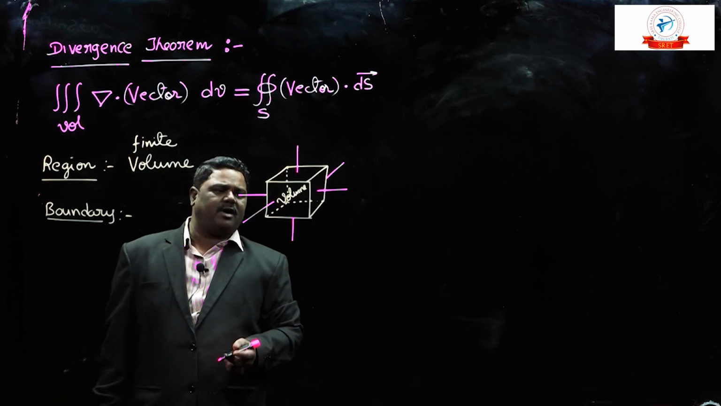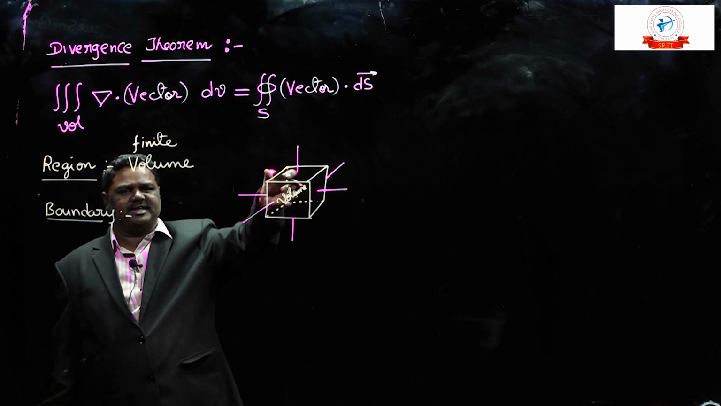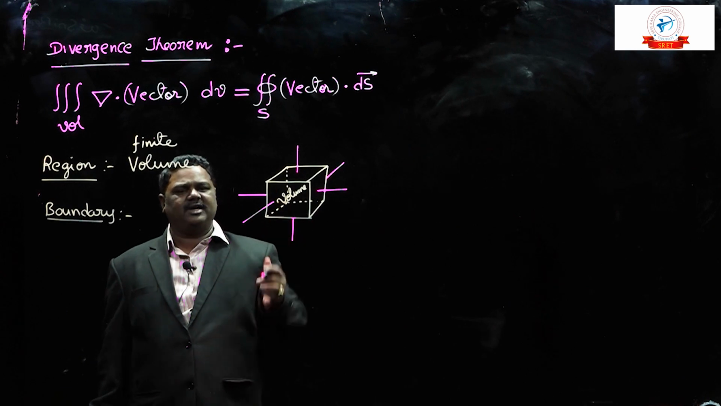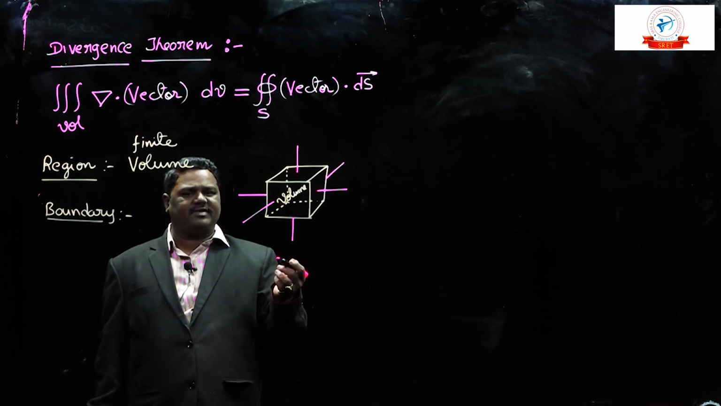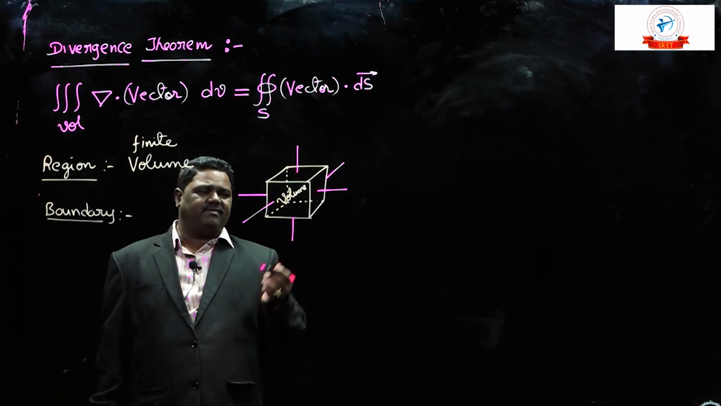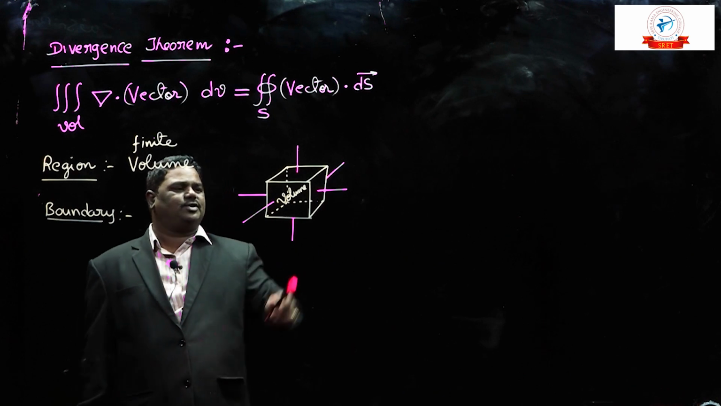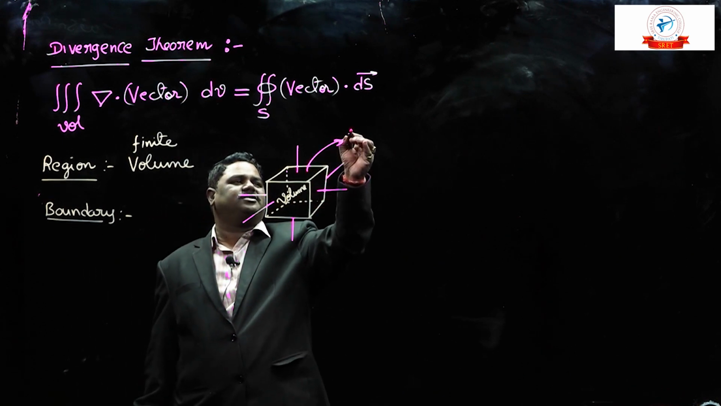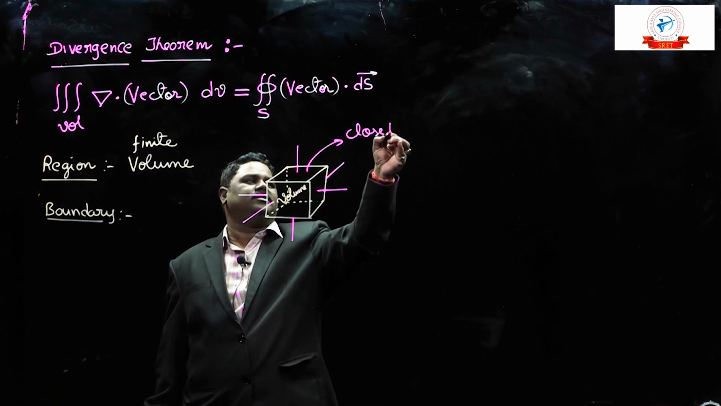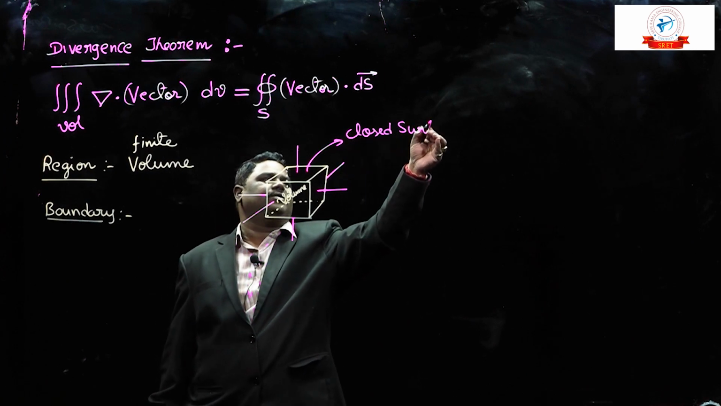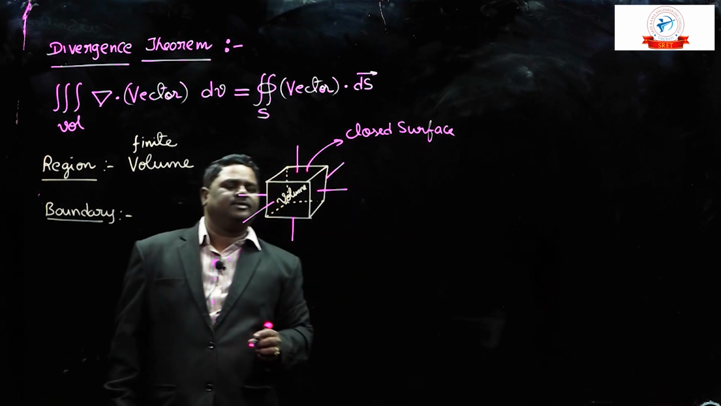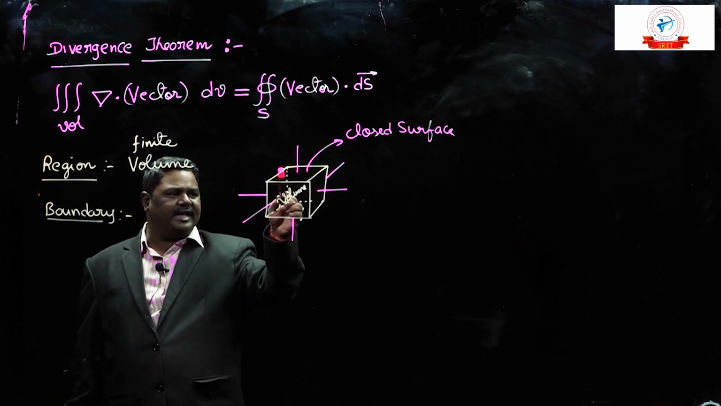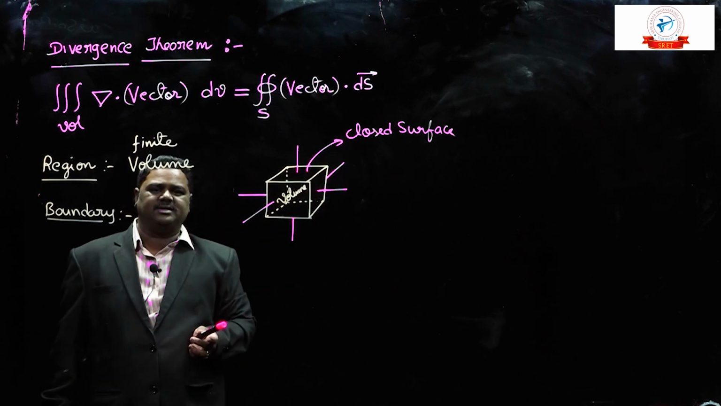Now observe all these 6 boundaries or 6 faces. Do these boundaries form a closed surface or an open surface? Definitely it is a closed surface. So the boundary for this volume is a closed surface. I say that for any finite volume, the boundary is a closed surface.